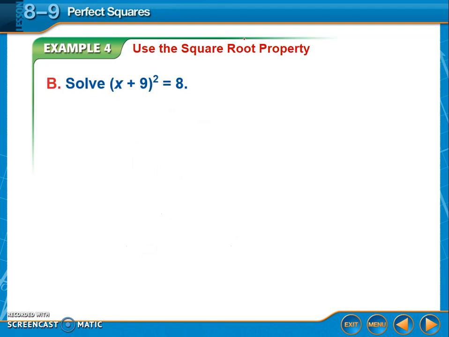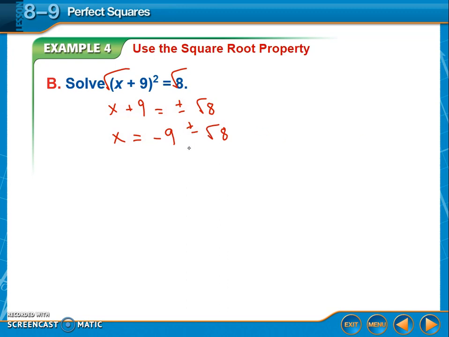For this one, again, to get rid of the square, I'm going to square root both sides. And I get x plus 9, because the square root cancels the square, equals plus or minus the square root of 8. To get x by itself, I'm going to subtract 9 from both sides. So I'm going to get x equals negative 9 plus or minus the square root of 8.